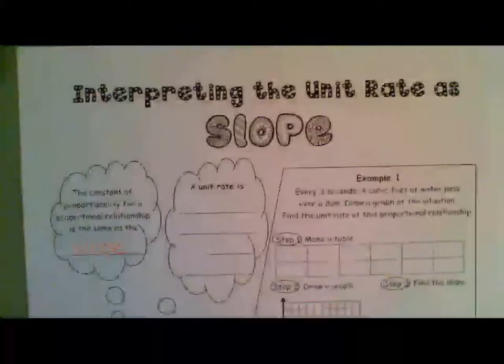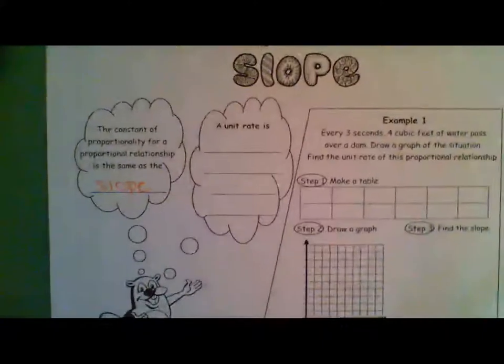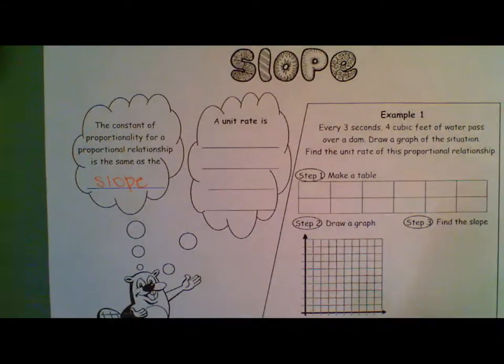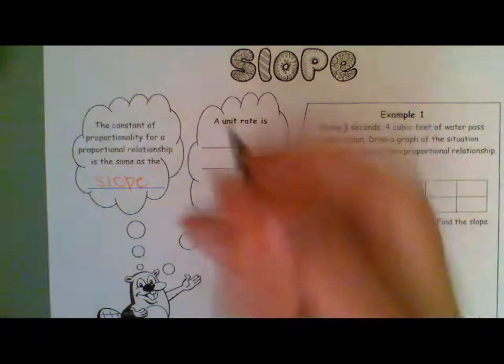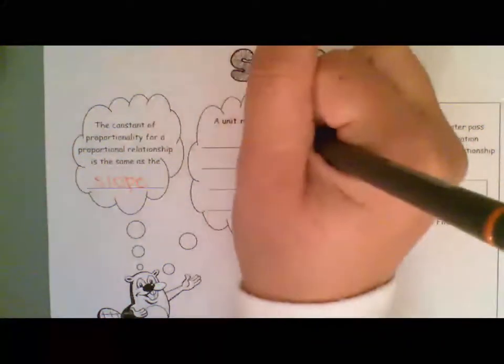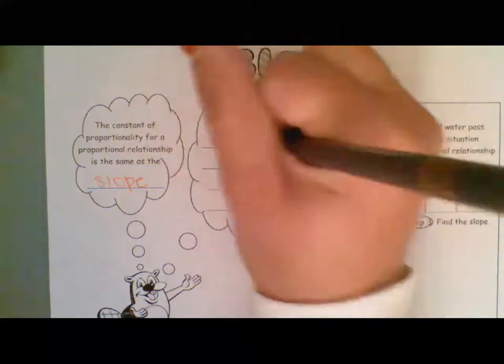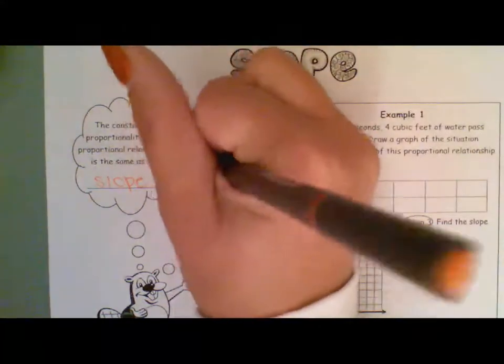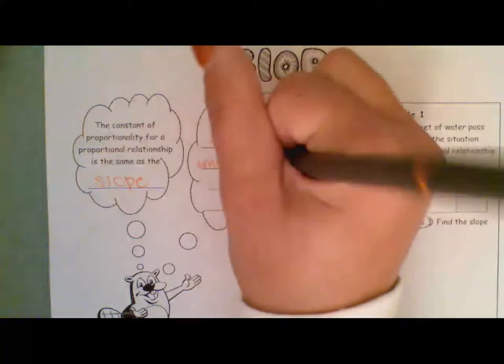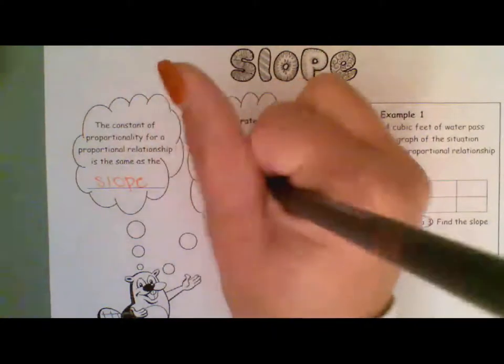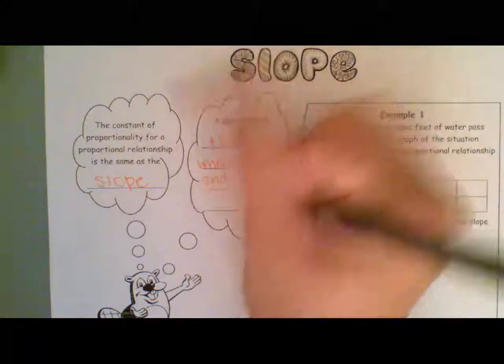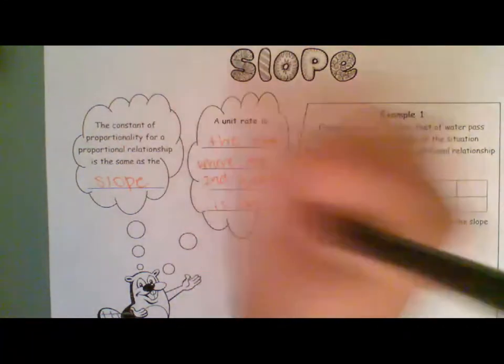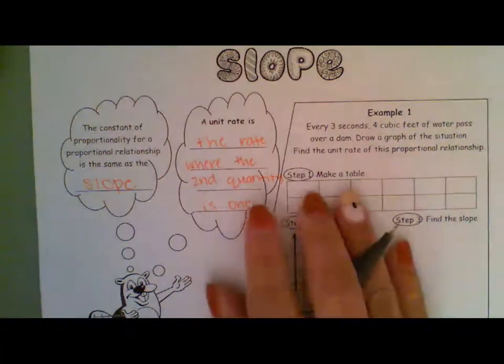So we're going to be talking about interpreting the unit rate as slope. First, the constant of proportionality for a proportional relationship is the same as the slope. A unit rate is the rate where the second quantity is 1. So unit rate is just 1.